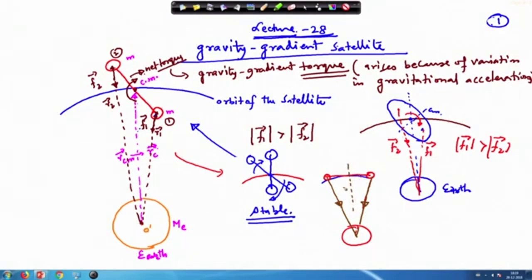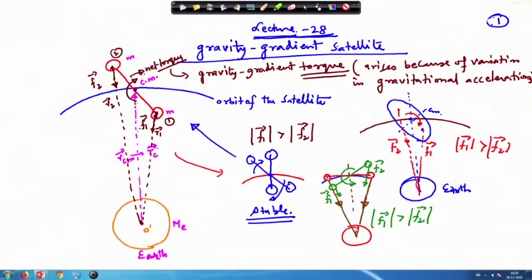Now, if you disturb it from this configuration, then what happens? Once it is disturbed from this configuration, and say it comes to this position after disturbance, you see that the force acting on this and the force acting on this, if this is F1 and this is F2, then F1 magnitude will be greater than F2 magnitude. This will give it a net torque here in this direction.